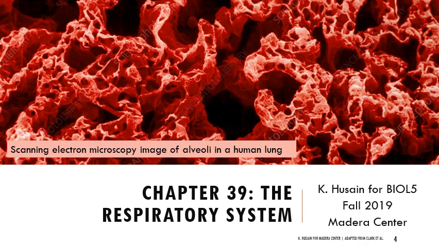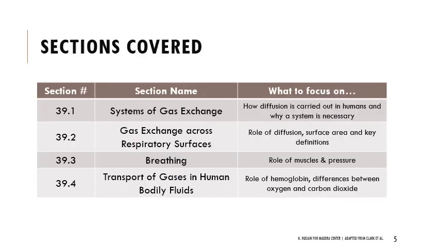Okay, so I'm going to start out by talking about the respiratory system. We'll start out by talking about different systems of gas exchange because our system of gas exchange is quite different from other organisms. We'll talk about how gas exchange actually happens within our respiratory surface, thinking about ideas that we've talked about already, like diffusion, surface area, and other definitions that we'll get into.